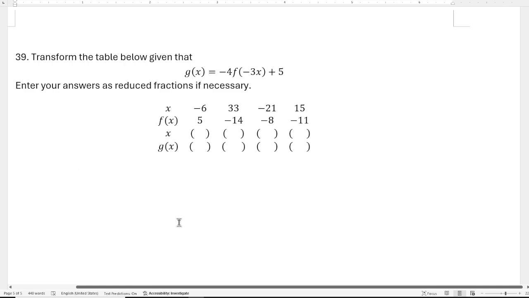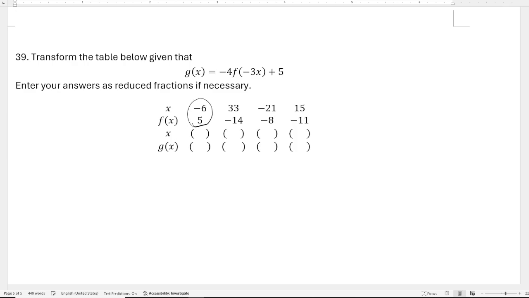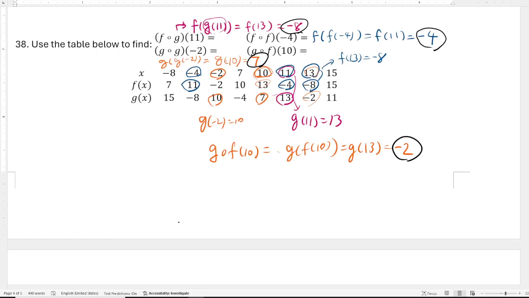Transform the table below given that g of x is equal to -4 times f of -3x plus 5. Okay, so let's see how this thing works. So let's write down this one here and see how we can use it. So here it says f of -6 is 5, right? When x is -6, f is 5.